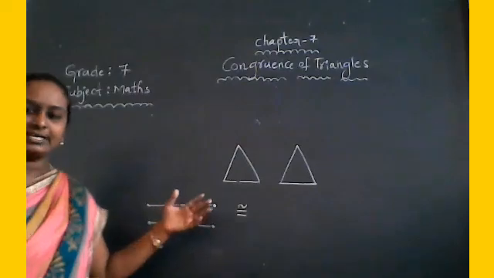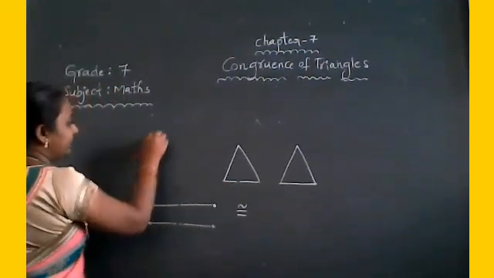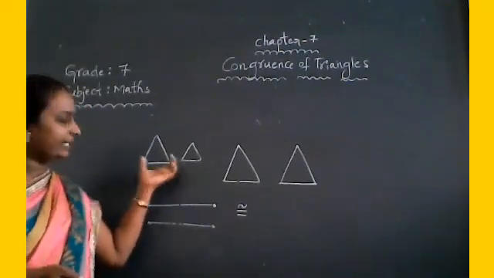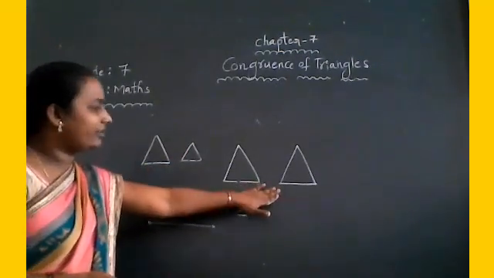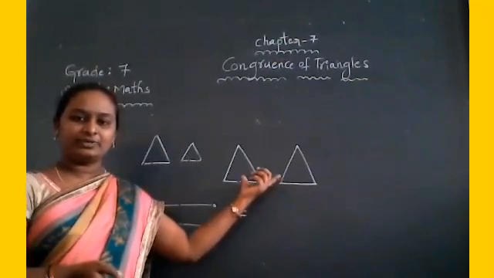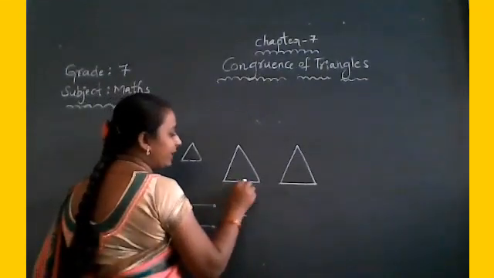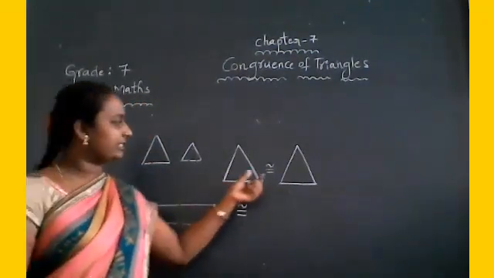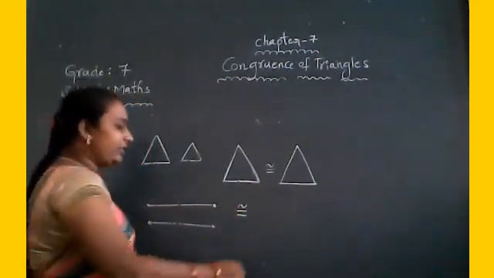Now tell me, what is the difference between similarity and congruence? Similarity means the objects have the same shape, but they do not have the same size. While in congruence, the triangles have the same shape and the same length. Then only we can say the two triangles are in congruence. We use the symbol like this. Is it clear, children? Not only this, you can take any object.